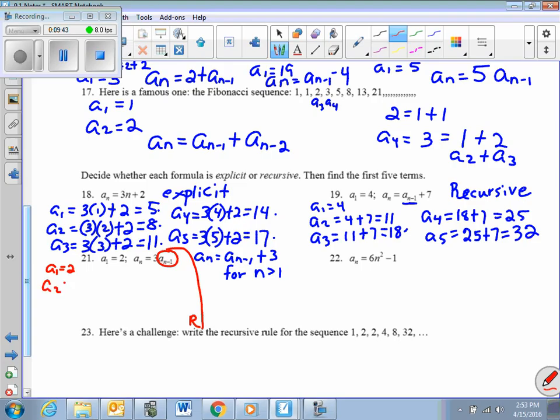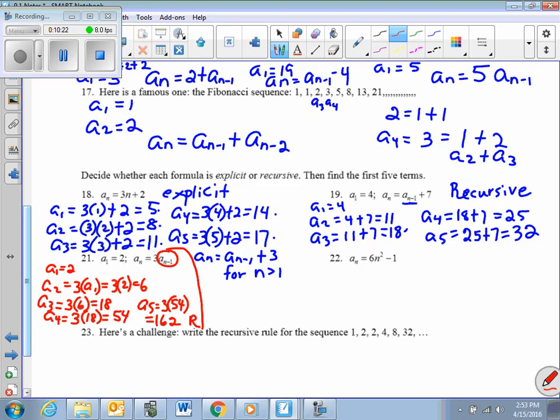A sub 2 is 3 times the previous term. So 3 times 2 equals 6. A sub 3 is 3 times the previous term. So 3 times 6 equals 18. A sub 4, 3 times the previous term, so 3 times 18, which is 54, and a sub 5 is 3 times the previous term, so 3 times 54, which is 162. All right, so that's really all there is to figuring out a recursive sequence.